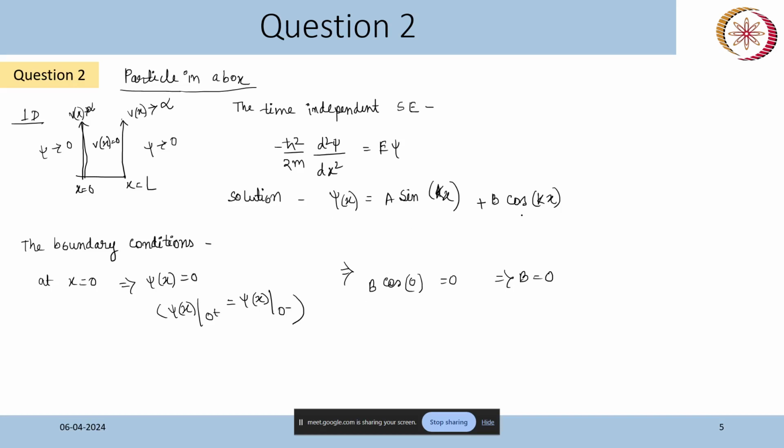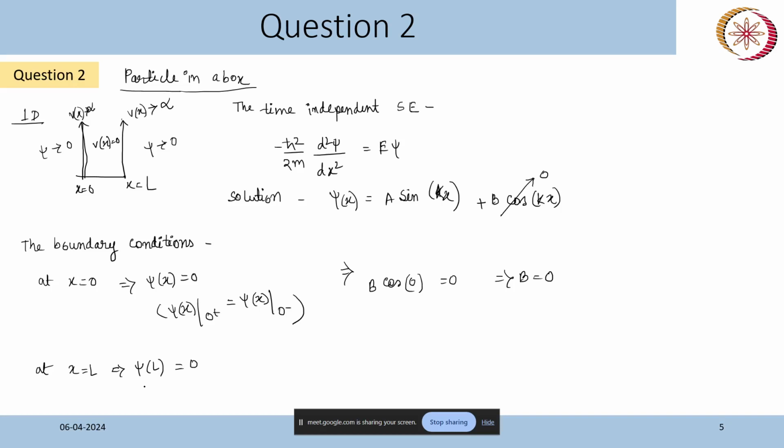So this part is basically 0. Now we will apply the second boundary condition. The wave function is also 0 for x greater than L. So at the boundary also we should apply the boundary condition, that is, at x equal to L, the wave function is 0. So at x equal to L, psi of L will be 0.